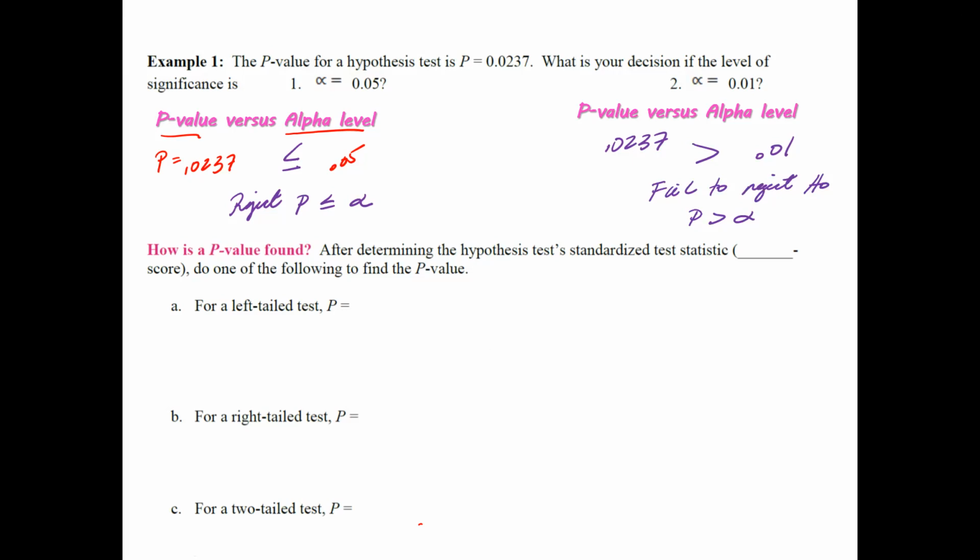So then let's take a look at the next part. How is the p-value found? When you're determining the level for p, you are going to be considering the following. You're going to look at a z-score, and there are 3 different conditions. There are 3 scenarios.